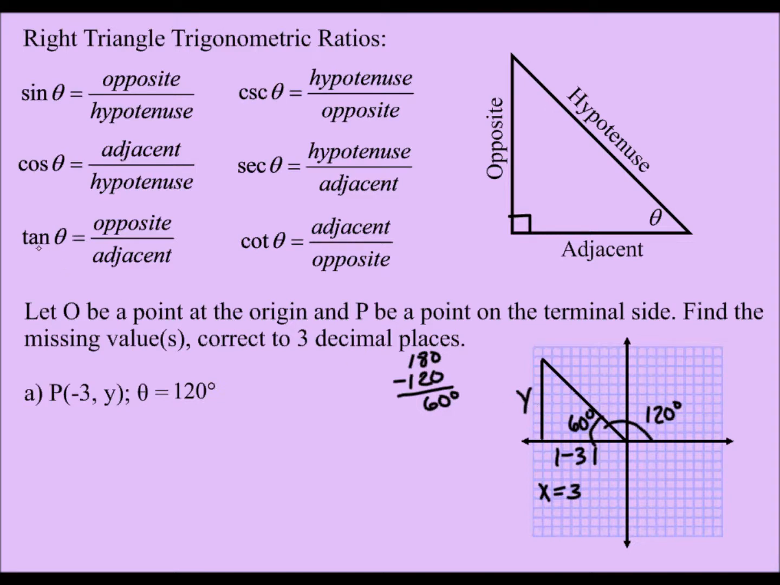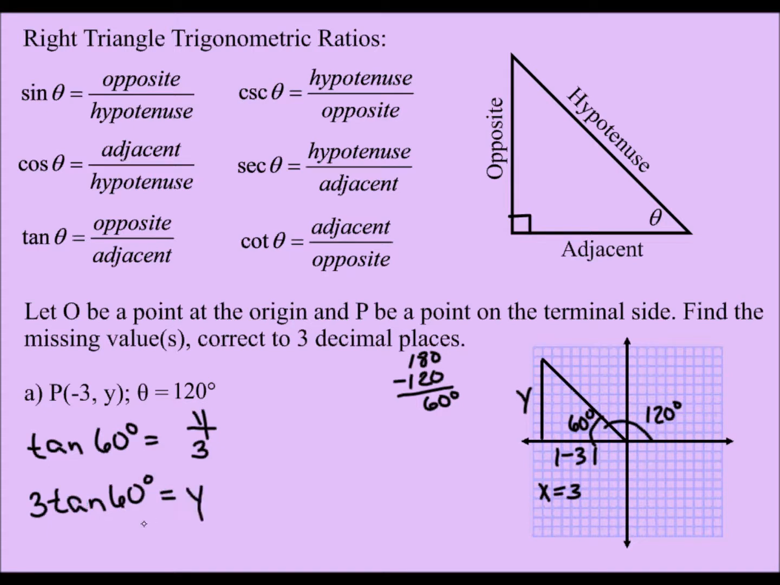So I can see here that tan theta equals opposite over adjacent. So I'm going to use tan 60 degrees equals opposite, which is y, over adjacent, using 3. Now I'm going to solve for y. I'm going to multiply both sides by 3. So I get 3 times tan of 60 degrees equals y.